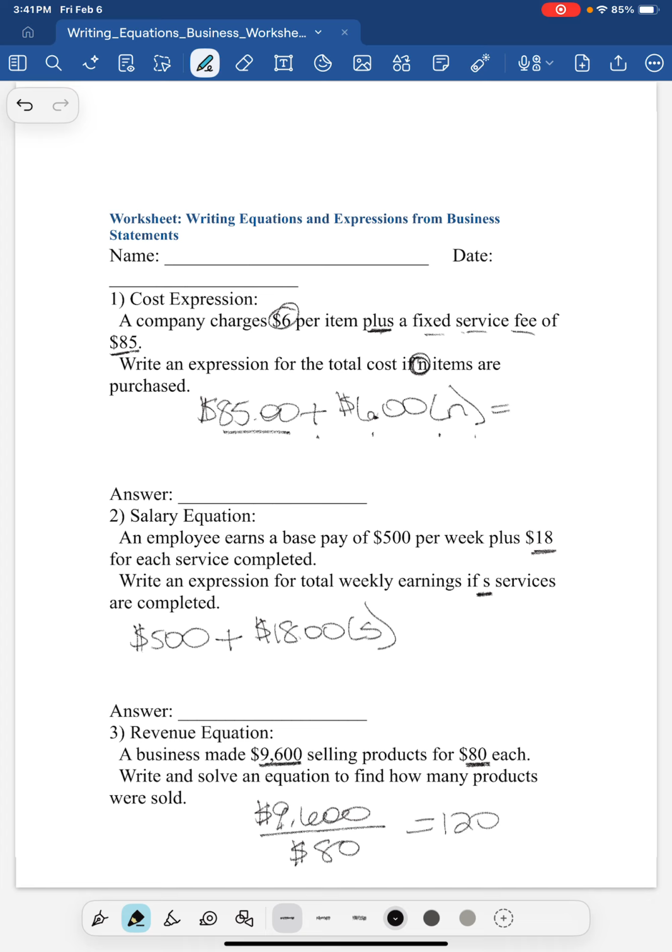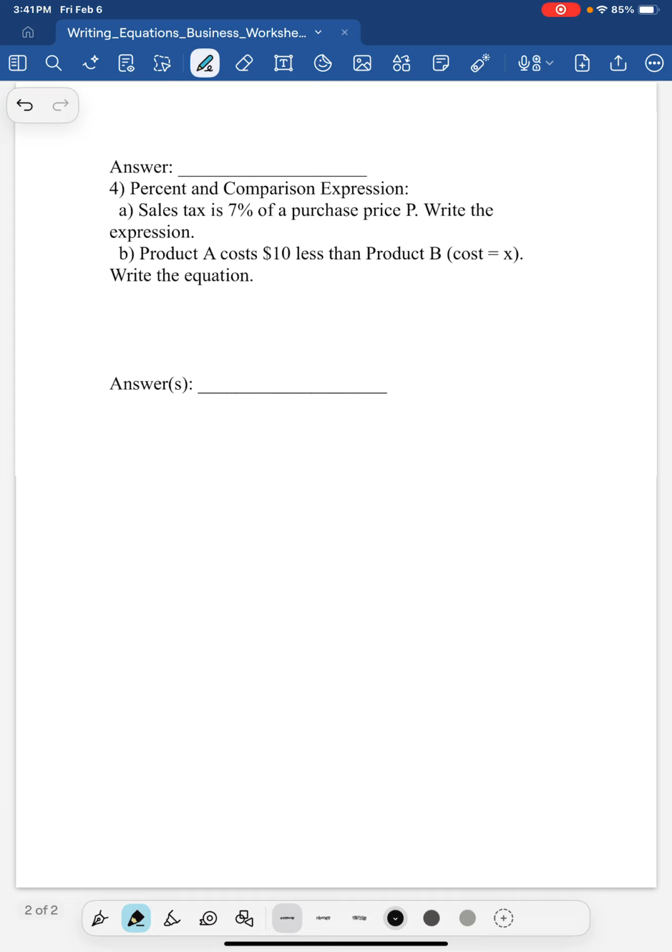So things like that are pretty basic. You can probably figure that out, but you need to always be thinking along these terms: what do all these things mean? Because this is very important in business that you be able to do that. Okay, now we have a percent and comparison expression. And this is where you might want to go to your module and see what some of these words represent, okay? Because we see sales tax is 7% of a purchase price.